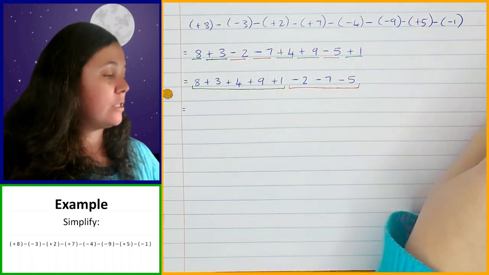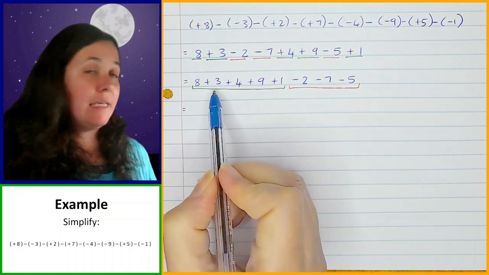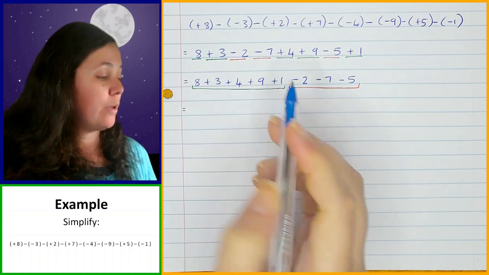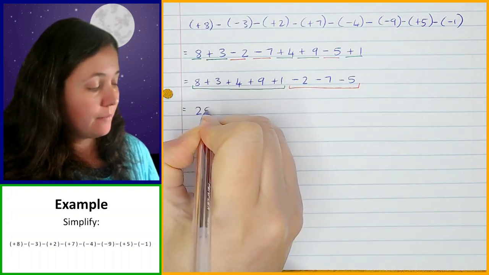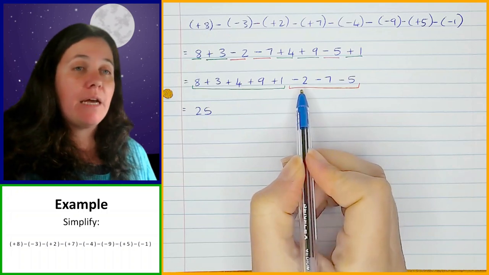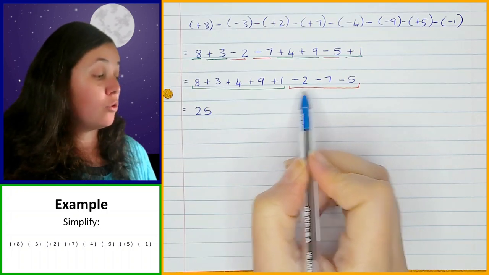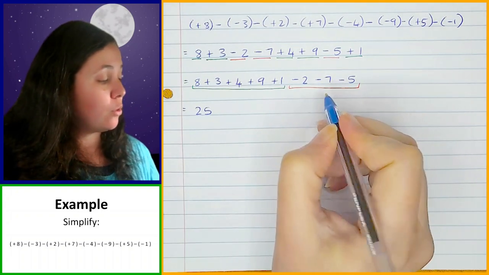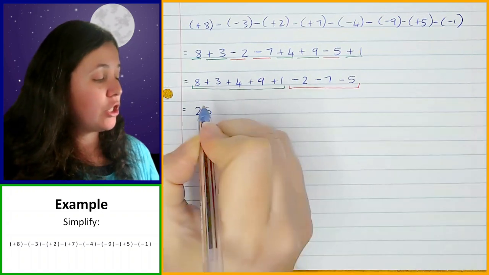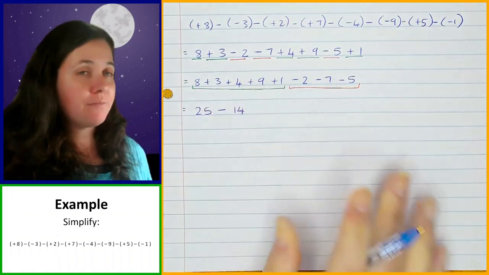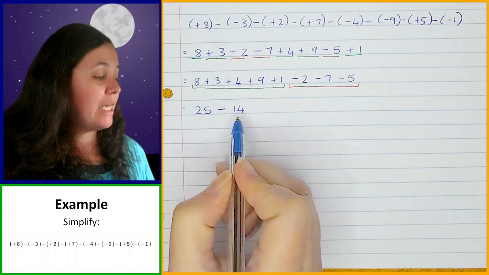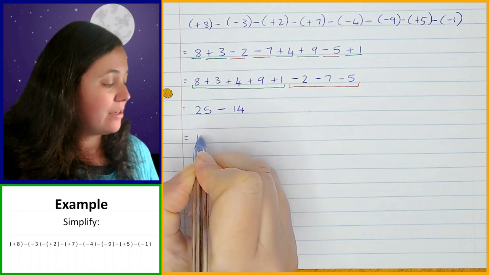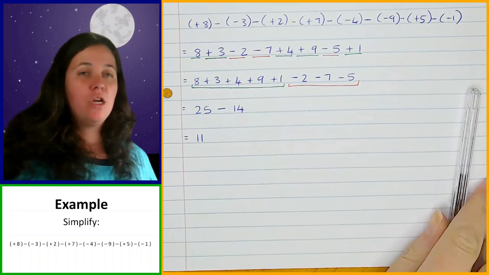Okay, so for my positives, 8 plus 3 is 11, plus 4 is 15, plus 9 is 24, plus 1 is 25. And then for my negatives, 2 plus 7 rather is 9, plus 5 is 14. But because they're all negatives, it's going to be minus 14. Okay, so now I have 25 minus 14, which gives me 11. And that is what you should get for that example.